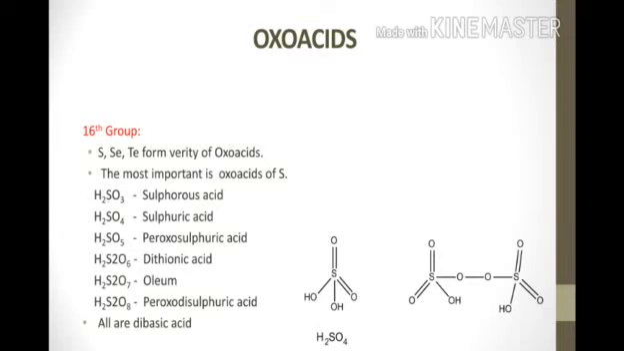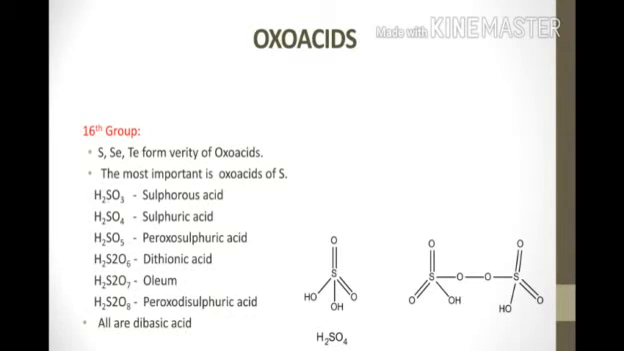Next one is the most important oxo acid of sulfur, that is H2SO4, sulfuric acid, which is called the king of chemicals because it finds extensive use in the manufacture of fertilizers, explosives, dyestuff, plastic, paints, pigments, etc. Here I am giving the structure of H2SO4, and the next one is H2SO5, peroxosulfuric acid.